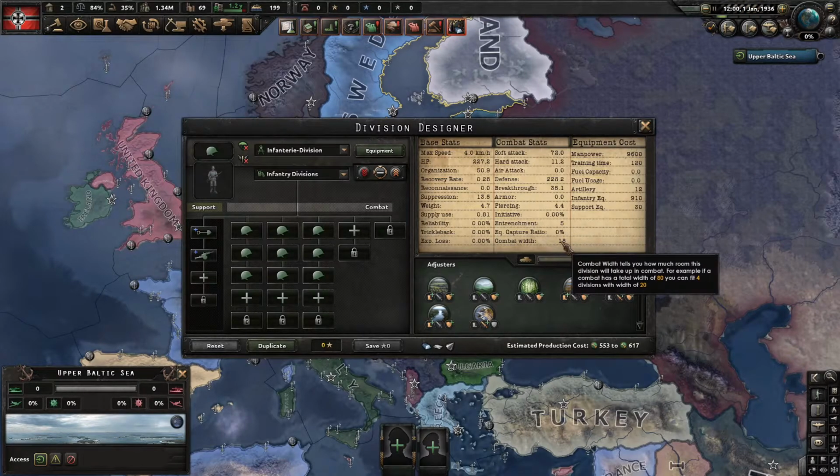Now, combat width. That's a bit of an interesting one. We will be talking about that now. And combat width is the room that the division takes up in a battle.